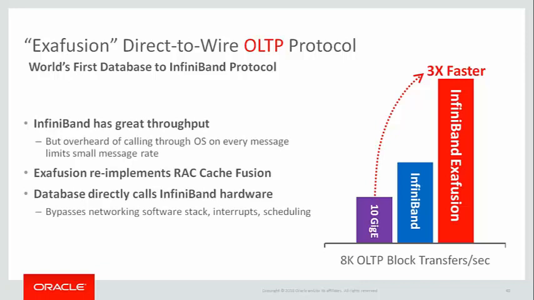InfiniBand has a great throughput, but the overhead of calling through the OS on every message, for every OLTP message, can cause an issue, because even if there is a small lag, it can affect the transaction. So Exafusion actually re-implements the RAC Fusion by allowing the database messages to talk directly with the InfiniBand protocol, and thereby it improves the latency and bypasses the networking software stacks, interrupts, and scheduling.